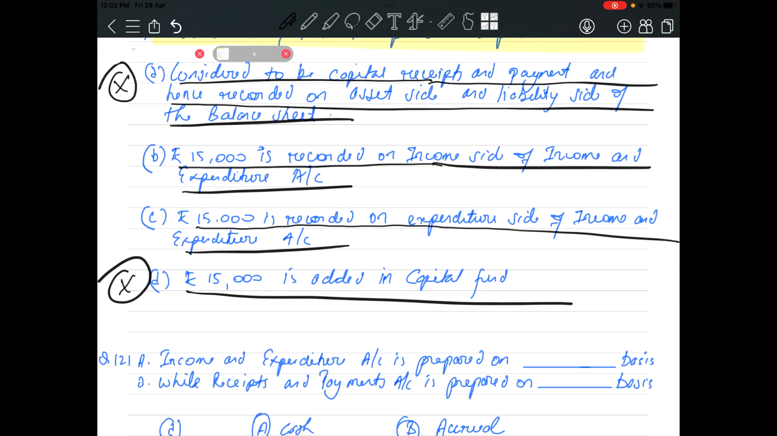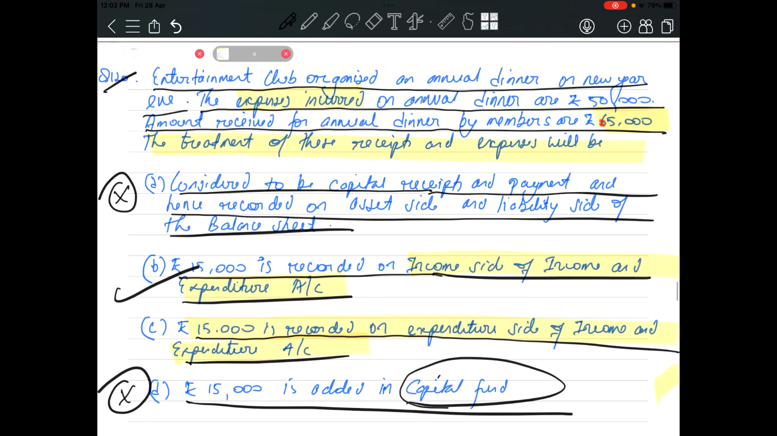See, between B and C: B says 15,000 is recorded on the income side of income and expenditure account, and C says it is recorded on the expenditure side. What will be the right option? I guess B is the right option, right? It will be an income and it will be recorded on the income side of the income and expenditure account. Capital fund means it will go to the capital balance of the NPO. Will it go to the capital balance? No, this is not an item of capital nature. This is revenue in nature. So the right answer will be B. Okay, if you want you can note this down.